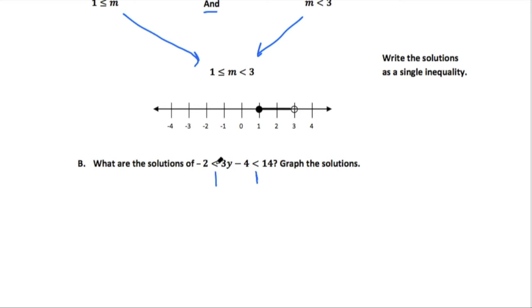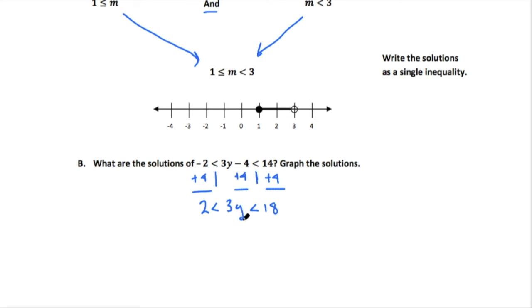But we can still apply the same inverse operations that we'd want to use on an equation to solve this inequality. So I would first want to add 4 to get it away from the y, and I'm going to add it to this middle section, but then I'm also going to add it to the left and to the right. I'm adding 4 in 3 places. And that will give me 2 on the left-hand side. The middle will now just be 3y, and the right-hand side will become 18.